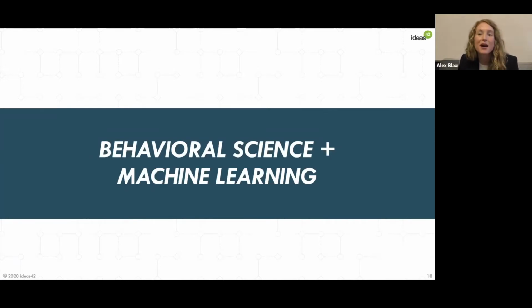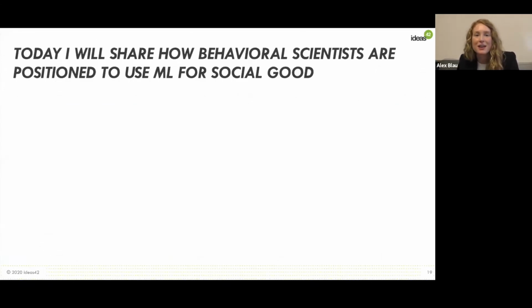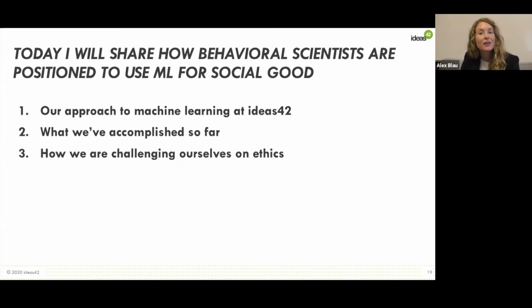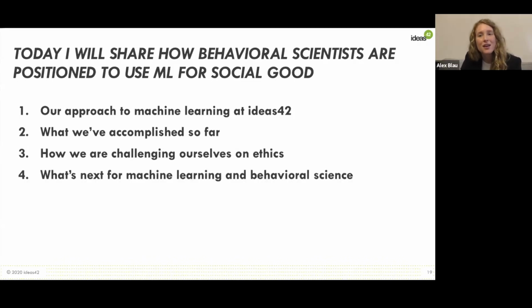So how can we then combine behavioral science and machine learning? So today what I'm going to share with you is about a couple of years ago, we started a portfolio where we conjectured that by combining behavioral science and machine learning, we could have more social impact. And I'm going to share with you now how we believe behavioral scientists and individuals working in the nonprofit sector, individuals working for social good, are positioned to use machine learning. So I'll do that by sharing our approach to machine learning here at Ideas 42, talk a little bit about what we've accomplished so far, explain how we're challenging ourselves to think about ethics, and lastly, what's next for us in terms of machine learning and behavioral science. So let's get into it.